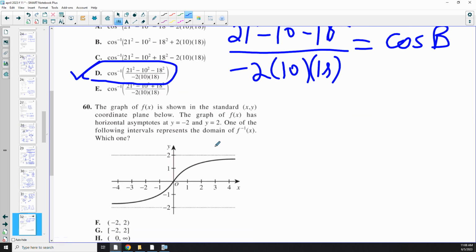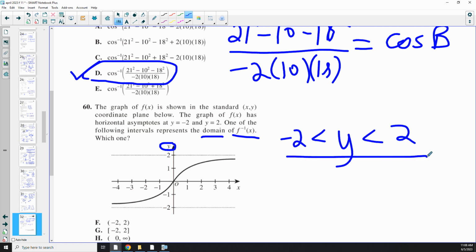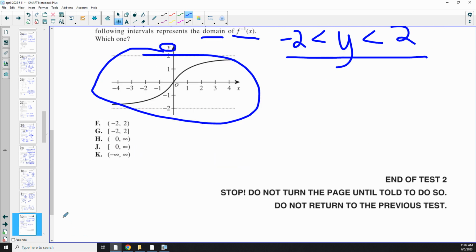Now be careful. Domain is the x's, and it's for the inverse function. So inverse means the x's and y's switch. So the y for the graph is between what? -2 and 2. So that's the domain of the inverse. If we stood this graph on its side, it would be defined between -2 and 2. That's all, folks.